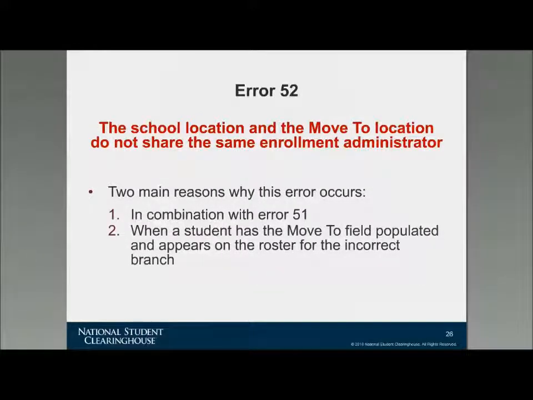Our last error for the day is error 52, and there are two main reasons why this error occurs. The first is in combination with error 51, which we covered on the previous slide. The second is when a student has the Move To field populated and appears on the roster for the incorrect branch. And we will be focusing on this reason for the next slide.